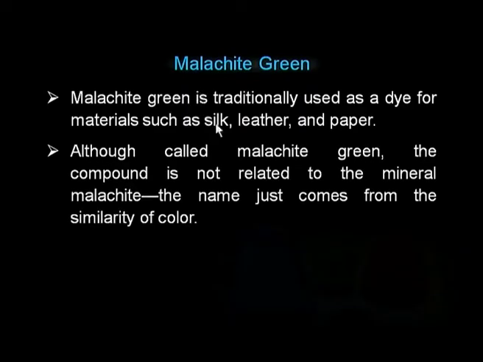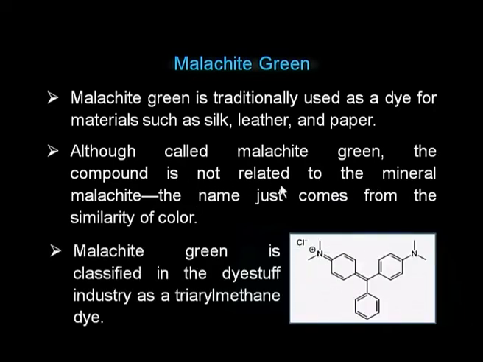We will now discuss another class of dyes which is called triphenyl methane dyes. Under this category we will discuss malachite green. Malachite green is traditionally used as a dye for materials such as silk, leather and paper. Although called malachite green, the compound is not related to the mineral malachite. The name has just come from the similarity of the color. It has a similar green color to that of the mineral malachite.